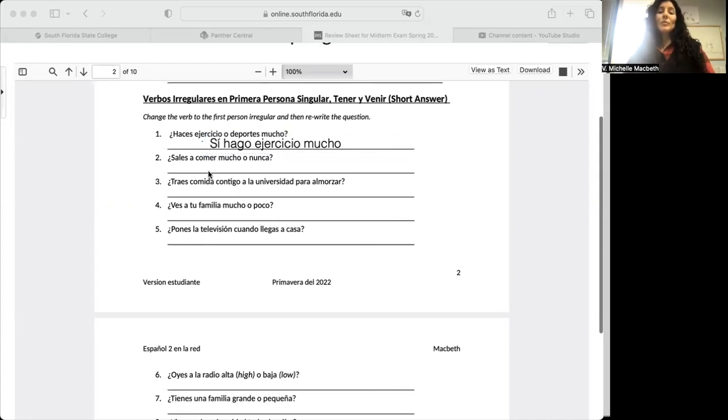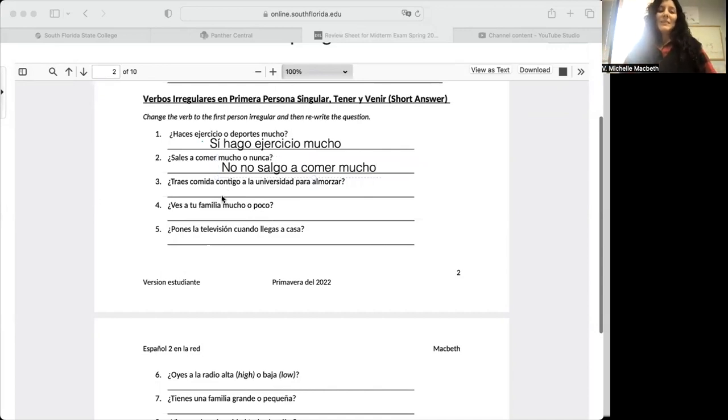¿Sales a comer mucho o nunca? Do you like to go out to eat? You can say sí, right? Or we could say no. No salgo, that's the yo form, right? A comer mucho. No? Or we could say yes, right? It doesn't matter, right? The yes or the no part is just extra, right? We're just answering a question. So we could also say sí, salgo a comer mucho, and that would also be right, right?